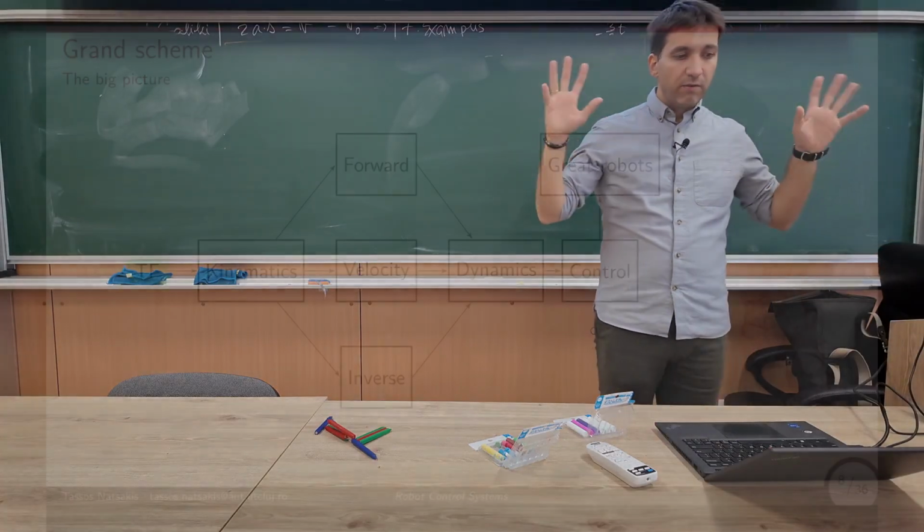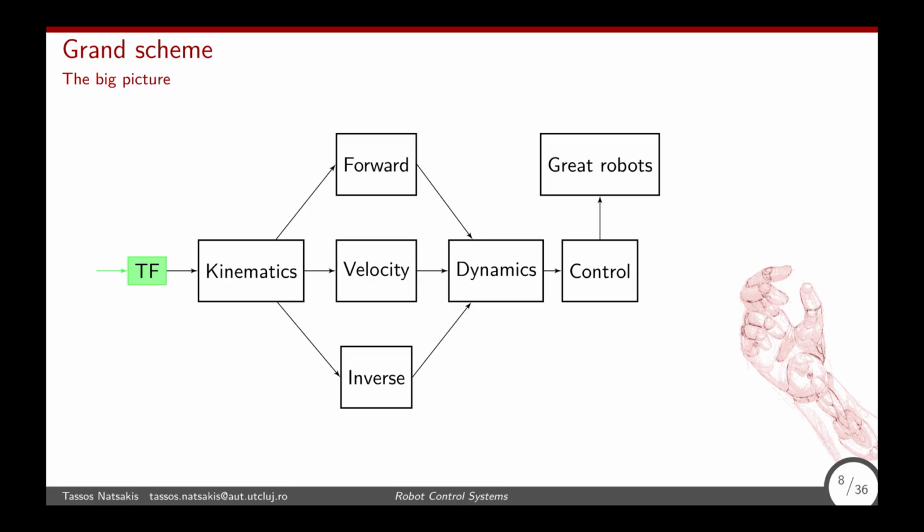So going back to the big picture that I presented last week, we want to go to great robots. We did the first step. We defined transformations, and today we're going to talk about kinematics, and more specifically the forward kinematics, a part of it. Right? We're going to do part one of forward kinematics. All right?